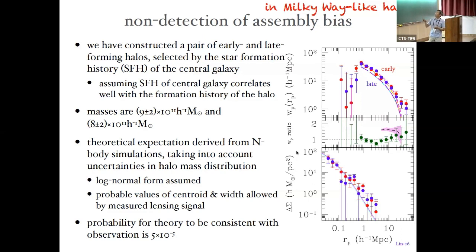The top panel shows the projected correlation function. The early and late forming samples are shown in red and blue, respectively. The early to late bias ratio squared is shown in the middle panel as the green points. The bottom panel shows the lensing signals, which indicate that the 2 samples have comparable masses, about 9 times 10^11 solar masses.